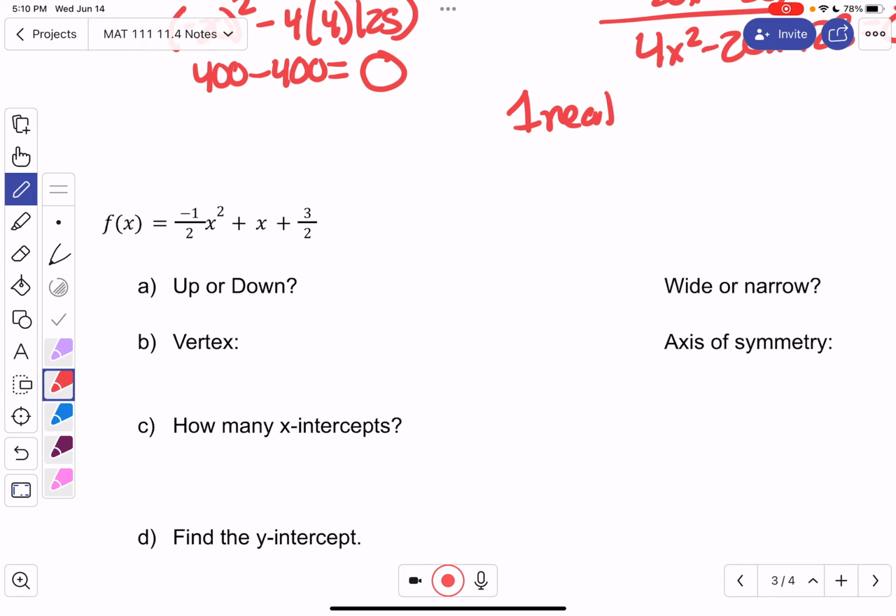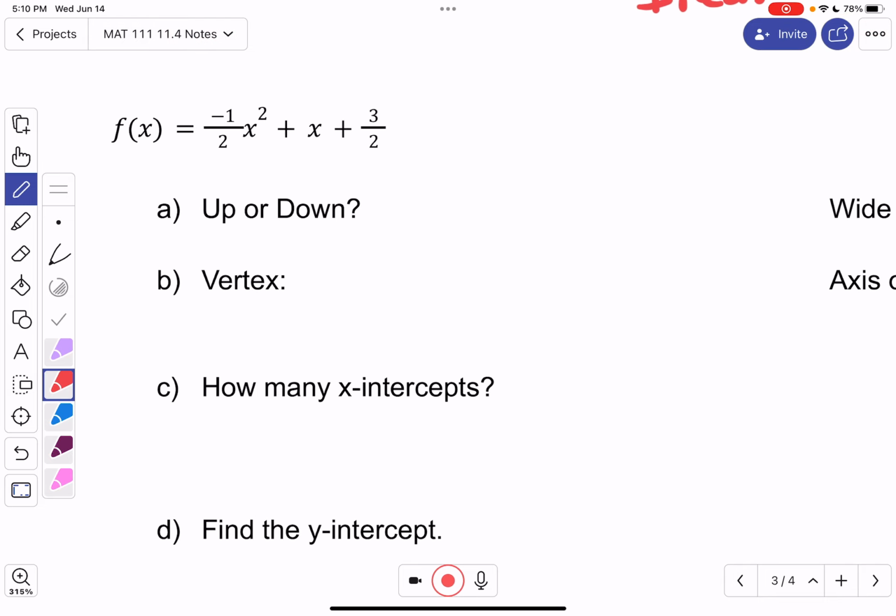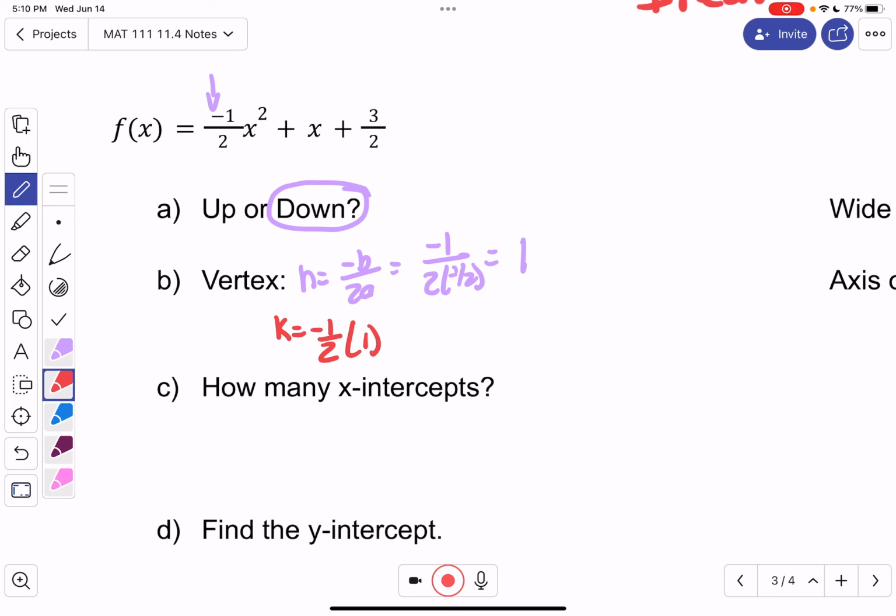All right, let's look at this one. Up or down? Well, a is negative, so that tells us down. Vertex is (h, k), so we go back to the negative b over 2a. So negative 1 over 2 times negative 1/2 ends up being 1. And then we plug that in for k. So negative 1/2 times 1 squared plus 1 plus 3 over 2 gives us 2. So our vertex is (1, 2).